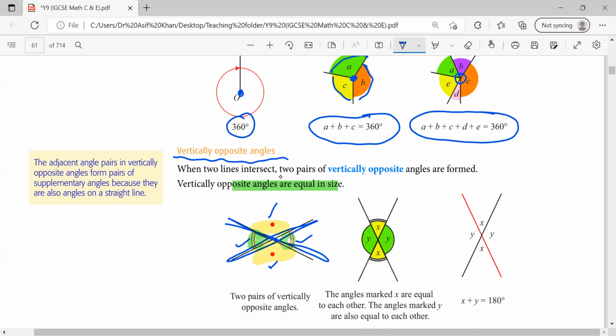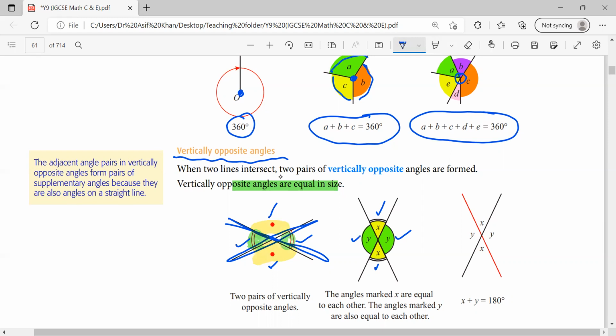You can see in this one, a double arc is there. It means whenever the double arc is there, both angles will be equal in measure. Here you have a single arc at this side, the yellow angle. So these two are equal.